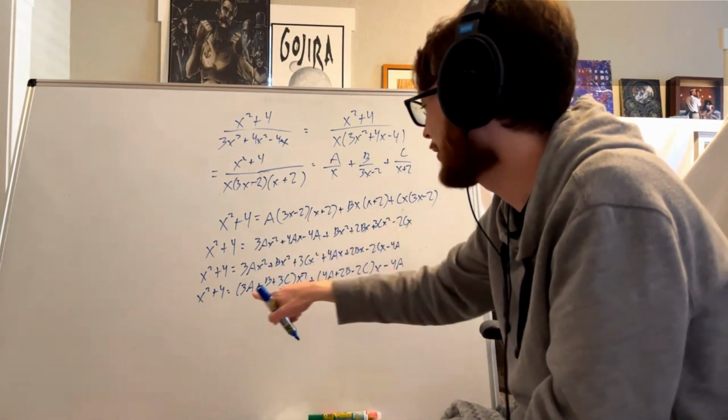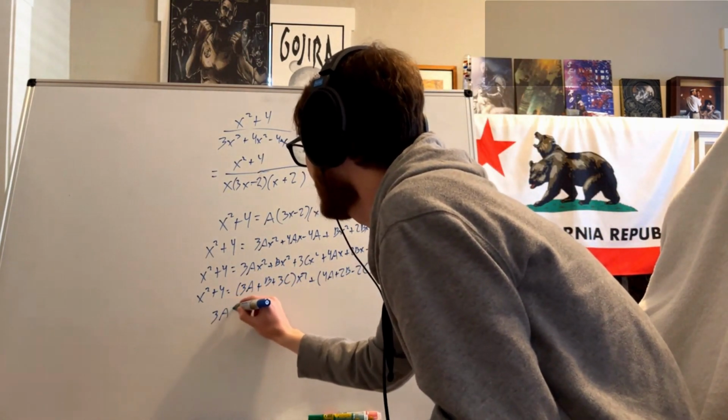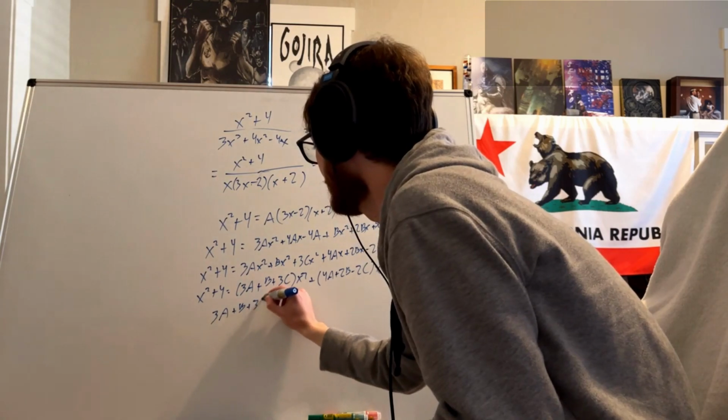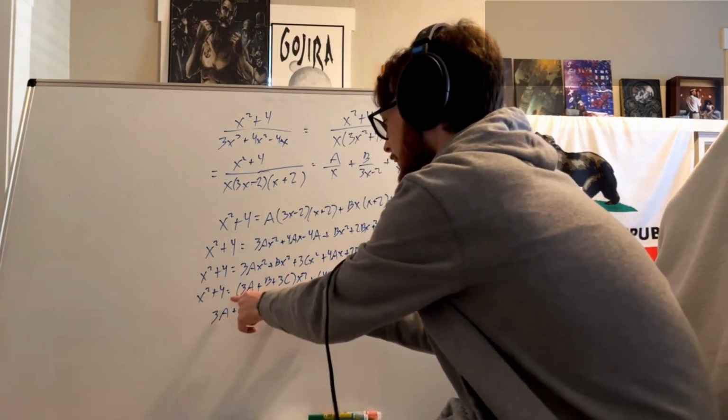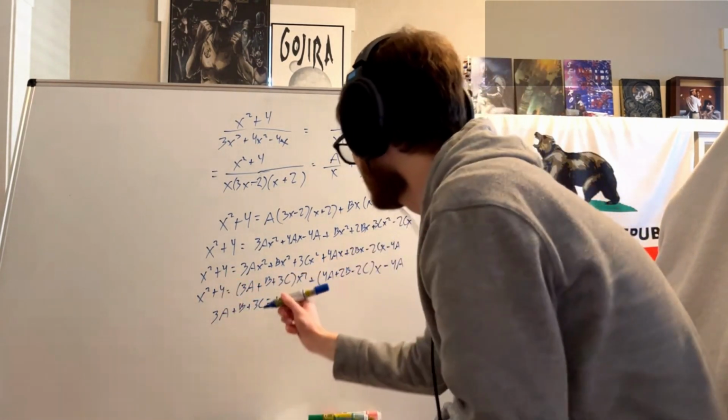So let me equate coefficients here and see what happens when the dust settles. We have 3a plus b plus 3c equals 1. That's from this equals that. Then we'll do this equals 0.